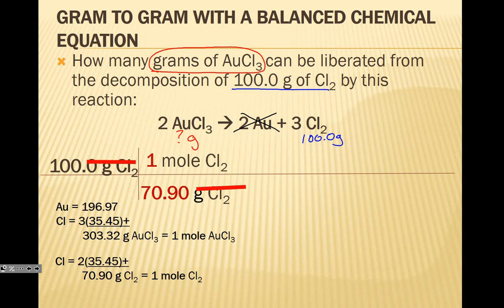What's in front of Cl2? 3. So that goes on the bottom, because if it's here, it goes on the bottom next. What are you trying to get to? What's the other thing? Because once you're using this, you got to use the equation. So what's the other thing we're using in the equation? Is this the answer? So 2 moles of that.